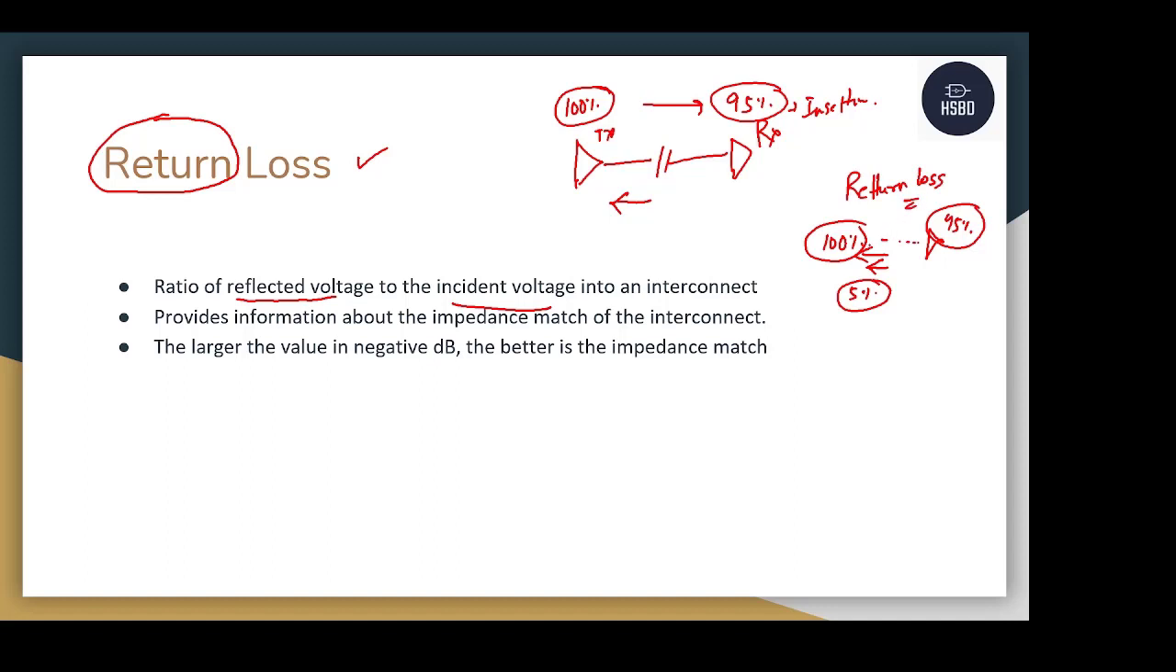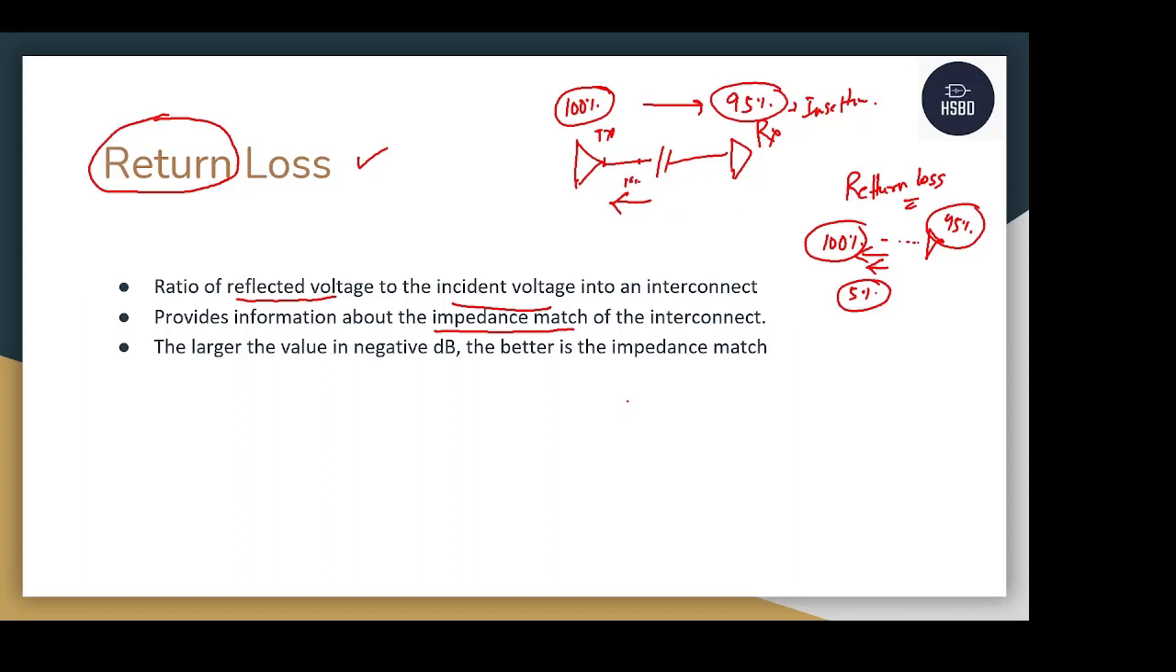Okay, as in the insertion loss we have already discussed, insertion loss is because of those material losses. Then how does return loss happen? The return loss basically provides you information about the impedance mismatch of the interconnect. Whenever there is an impedance mismatch between the transmitter and the transmission line, then impedance mismatch happens.